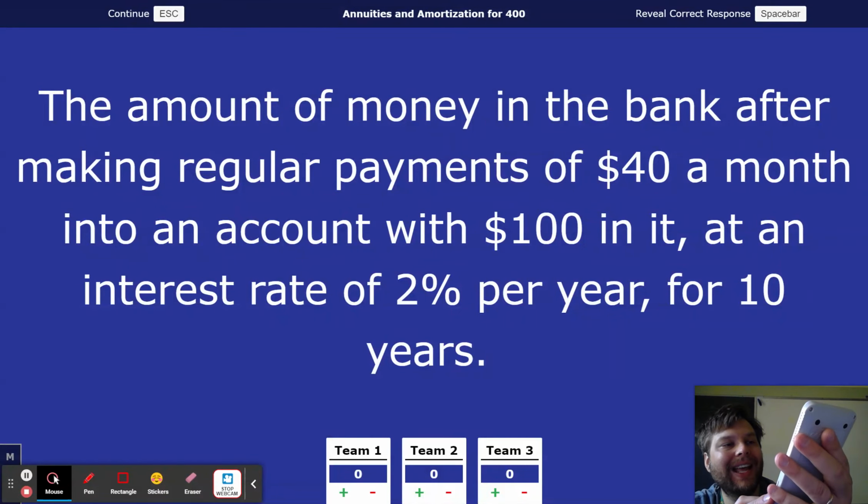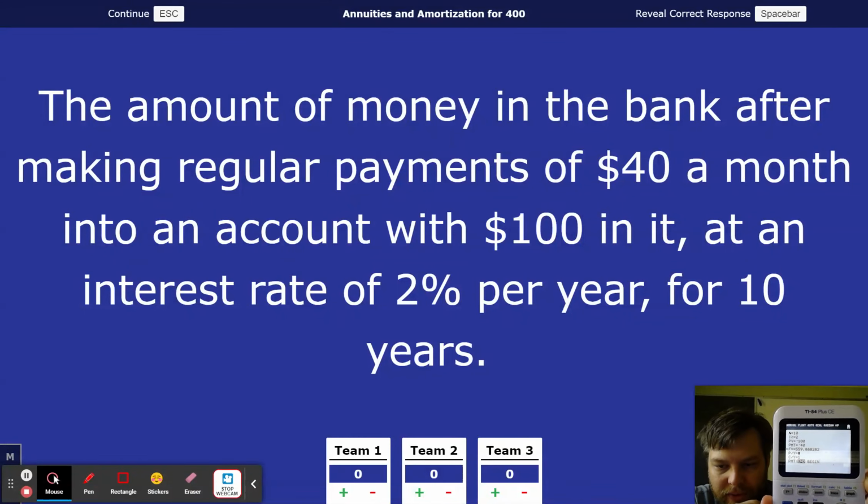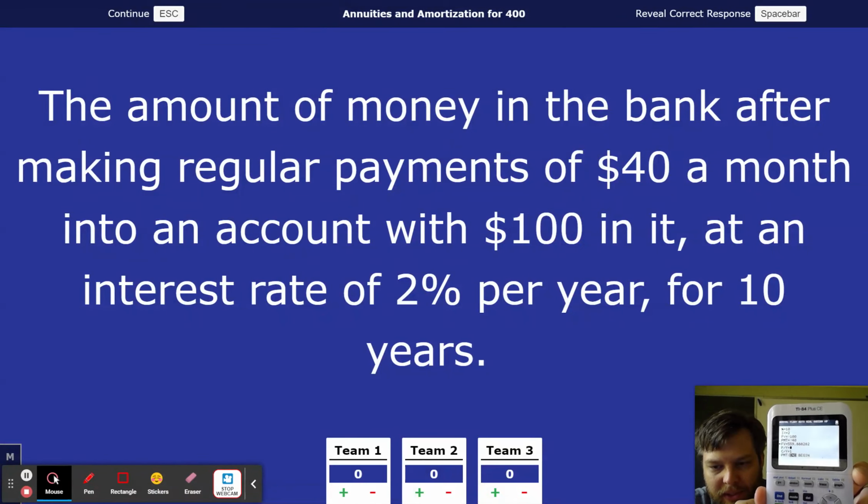So this is an example of an annuity. Looks like we'll have 559 at the end of 10 years there. Okay, so 10 payments of $40 is 400, plus the 100 that was in there is 500, and then you can see that the extra 59 odd dollars is interest.